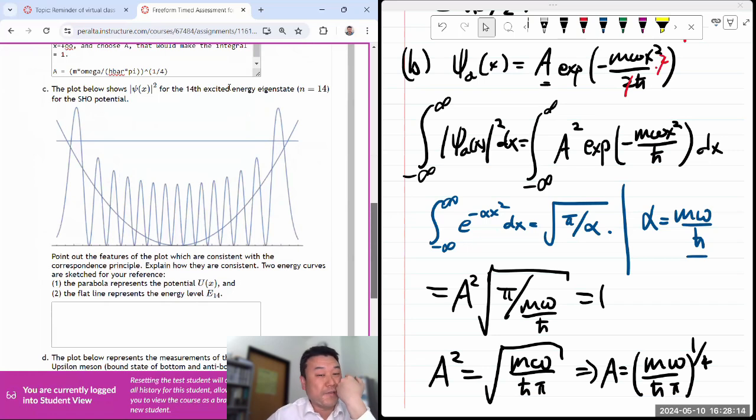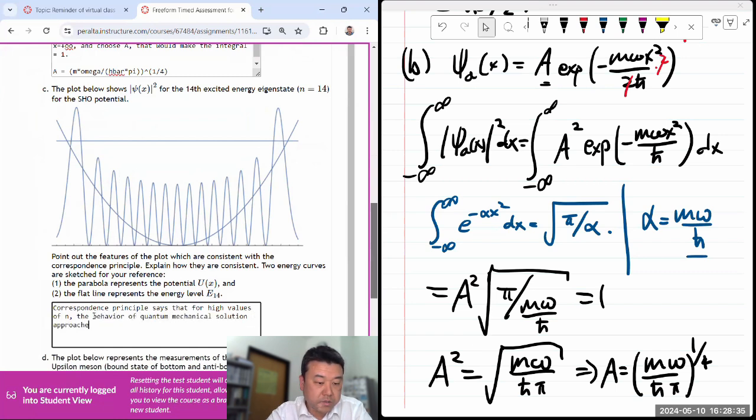The plot below shows the excited state. Okay, point out the features that are consistent with the correspondence principle. What this means is the correspondence principle says that for high values of n, the behavior of the quantum mechanical solution approaches the behavior of a classical solution. So we see that the particle is more likely to be found around the classical turning point, and that is consistent with the classical velocity of the particle being lower near the turning point, so the particle spends more time there.